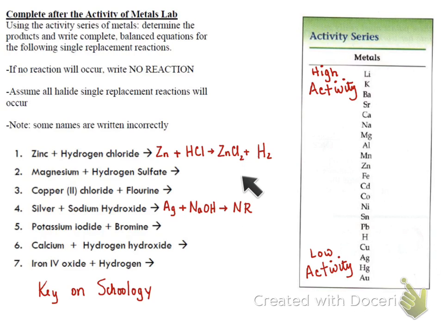So for the rest of these, go through, find all the metals and hydrogen on the activity series, figure out which ones you're comparing. Like for the next one, it'll be magnesium and hydrogen sulfate, which is sulfuric acid. So you're going to be comparing hydrogen with magnesium, and figure out if a reaction is going to happen in each of these cases. And put them in the boxes. And check your work with the key in Schoology.